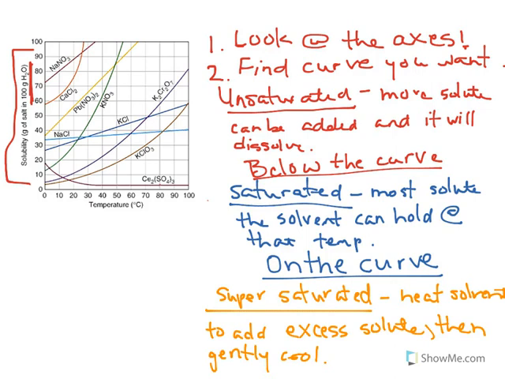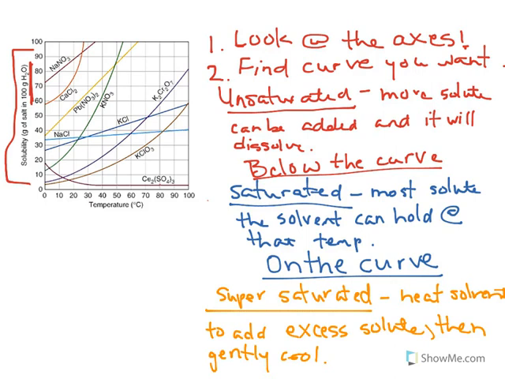So when we go to make our Texas sweet tea, we always start with hot tea. We add a bunch of sugar to it, and then we very gently cool it back down so that the sugar stays suspended even though we are past our saturation point. So that's a supersaturated solution.